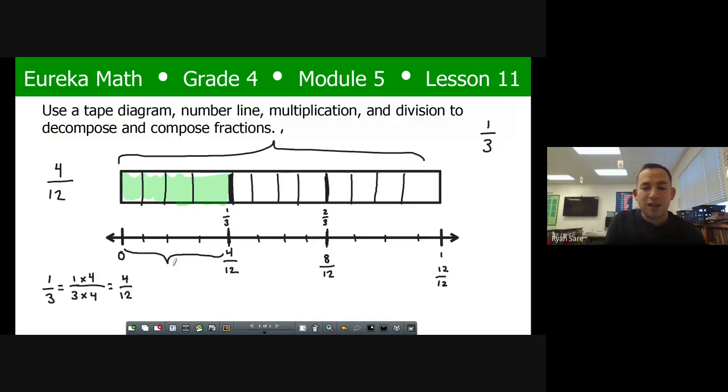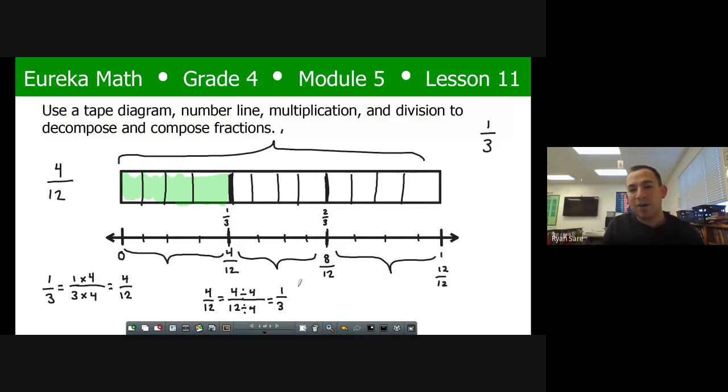4/12. Now with our number line, we started with 4/12, but what we said was, if I take my 4/12 and I group them into groups of 4, so here I have 4, here I have 4, here I have 4, then what I'm going to end up with is 1/3. So now we have equivalent fractions with a tape diagram, a number line, multiplication, and division.